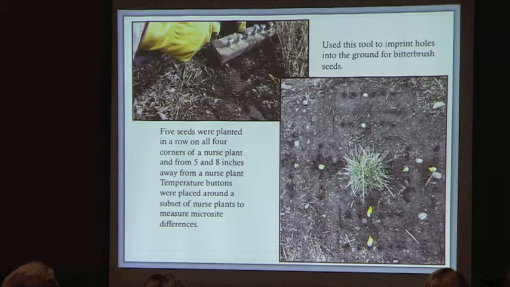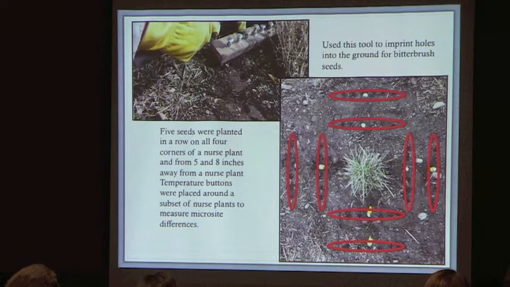We planted from 5 inches and 8 inches away from each nurse plant on all 4 corners. We only planted 5 seeds in those rows. The extra space was left for temperature buttons to be put in around a subset of nurse plants. The temperature buttons, which are these metallic things, were set to record the temperature every hour in those spaces, so we could get at different microsite differences around the nurse plants.